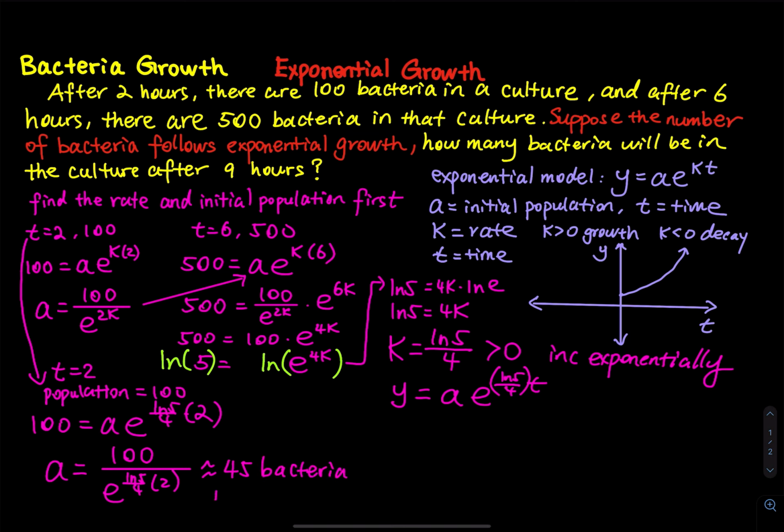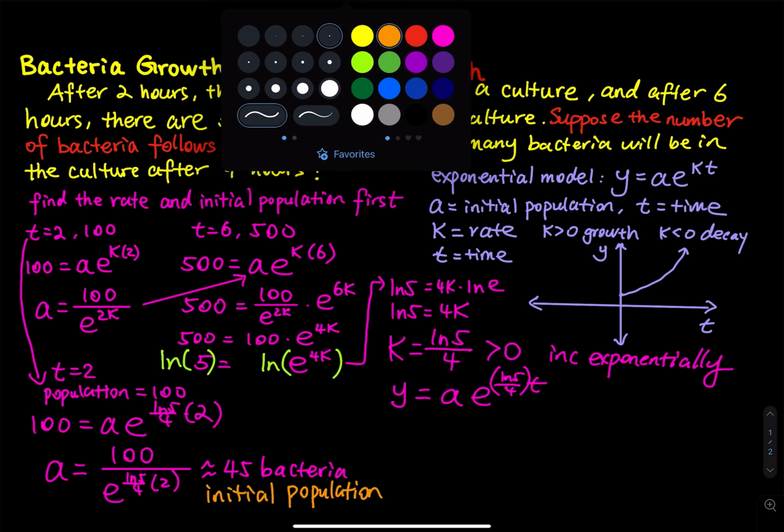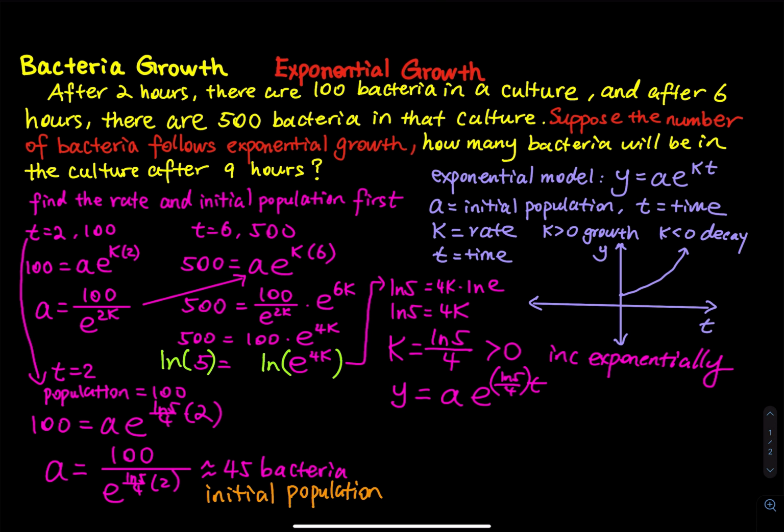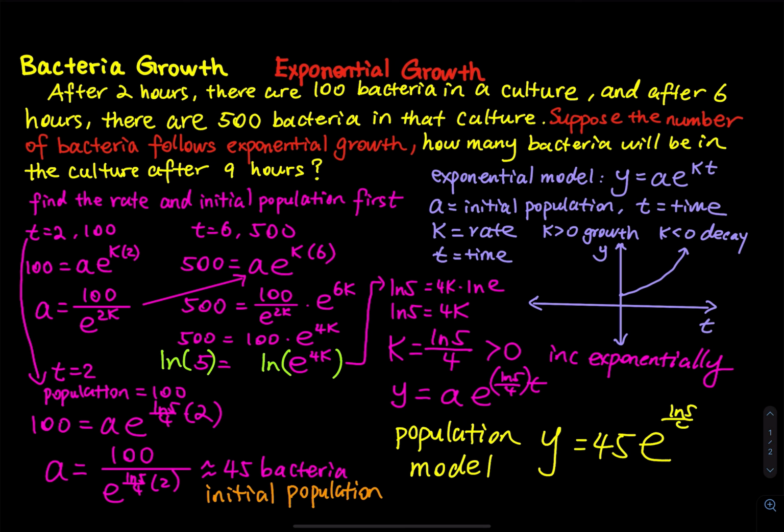And then this is the initial population. Let's put that in a different color. Initial population. And therefore, the population model is y equals 45 e to the kt, where k is ln phi divided by 4, times t. And then we will be using this model to answer all the questions.